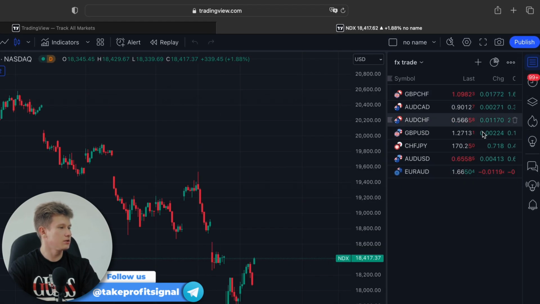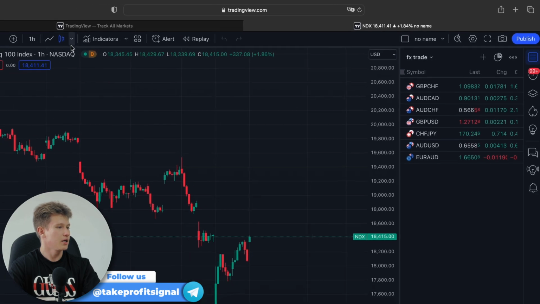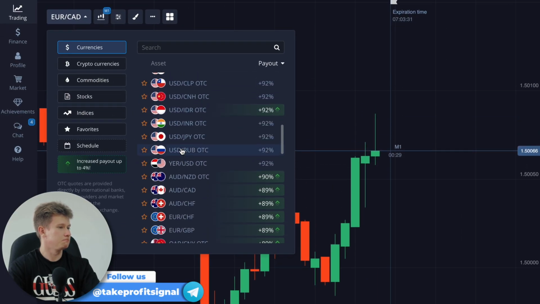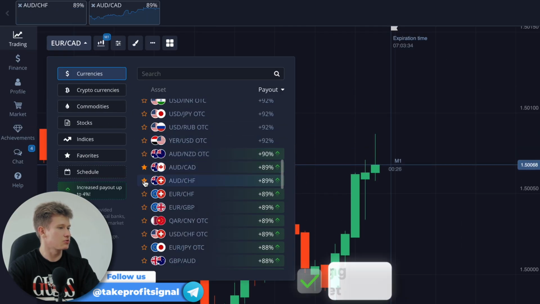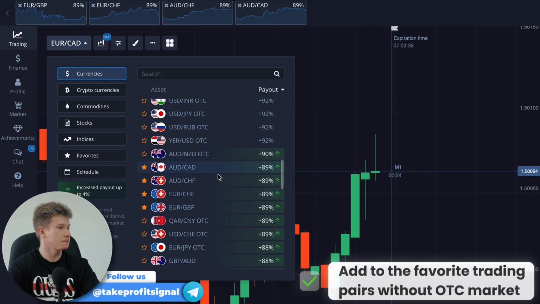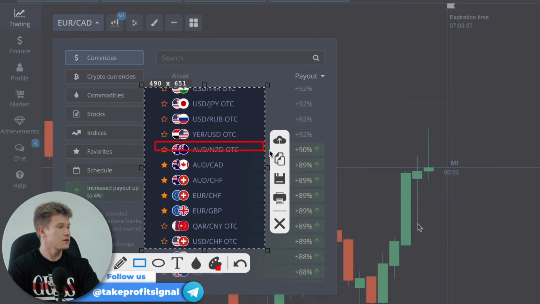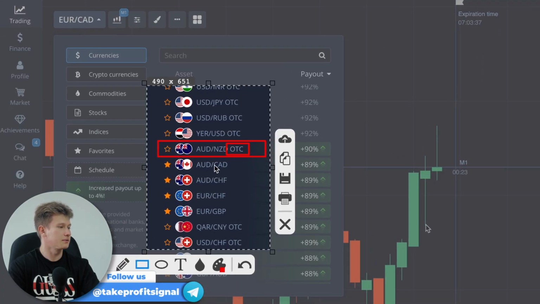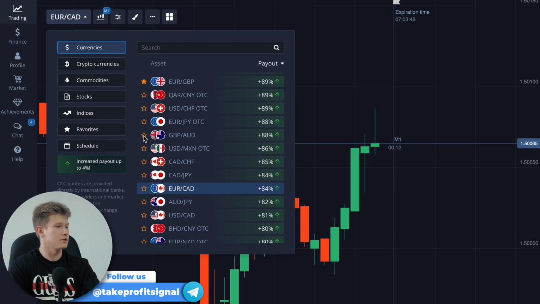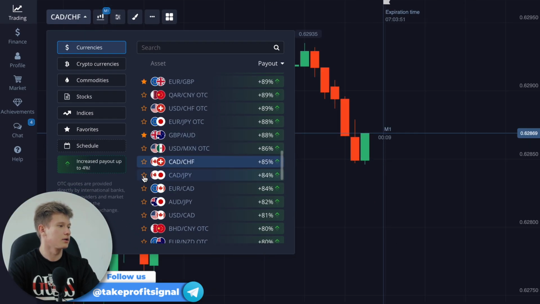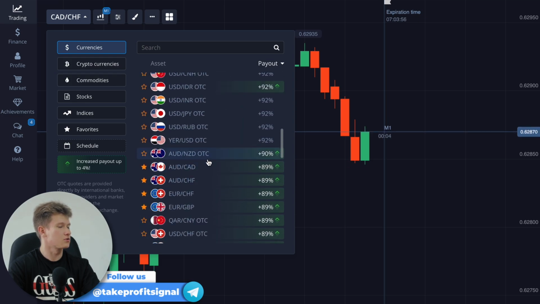Most likely you will not have any assets here, so you will have to add them manually. It's okay, we will do it now. Go back to the platform, mark and add to favorites the trading pairs without OTC marking. It's very important. We're trading today on regular currency pairs. This is how the pair from the broker looks. It has this marking, and these are the usual currency pairs that are on all the world exchanges. We mark them and add them one by one on TradingView.